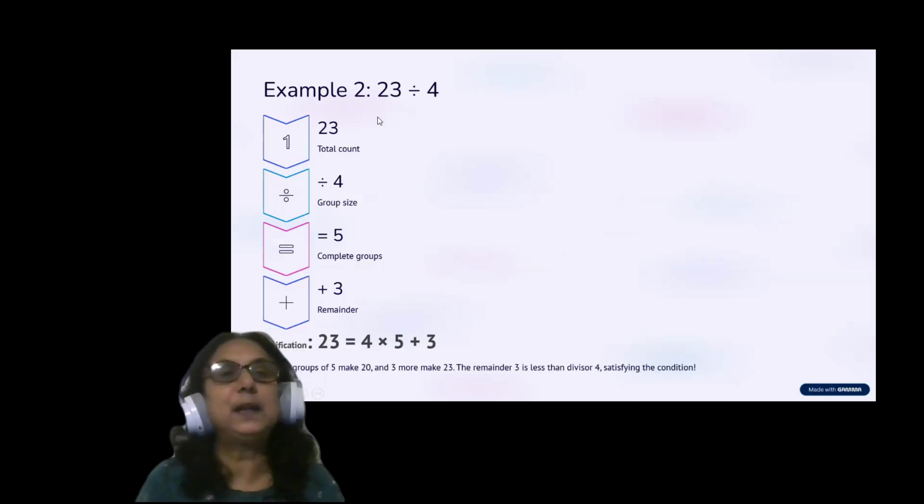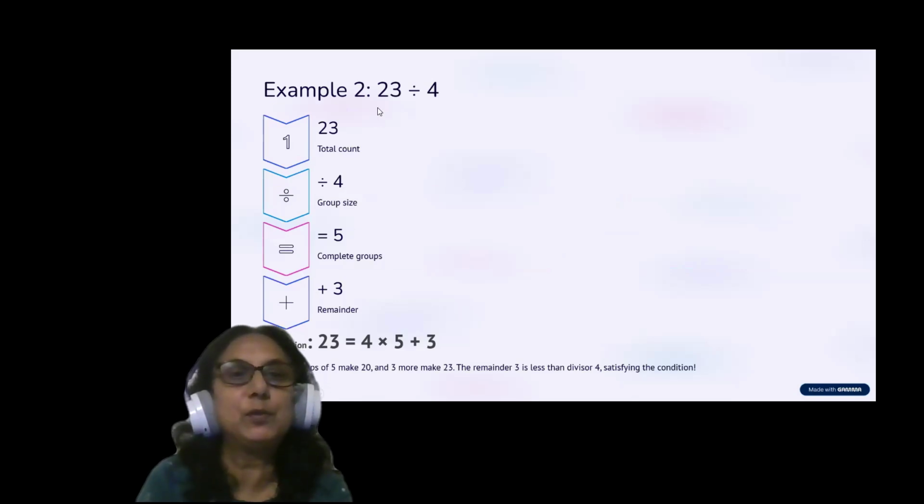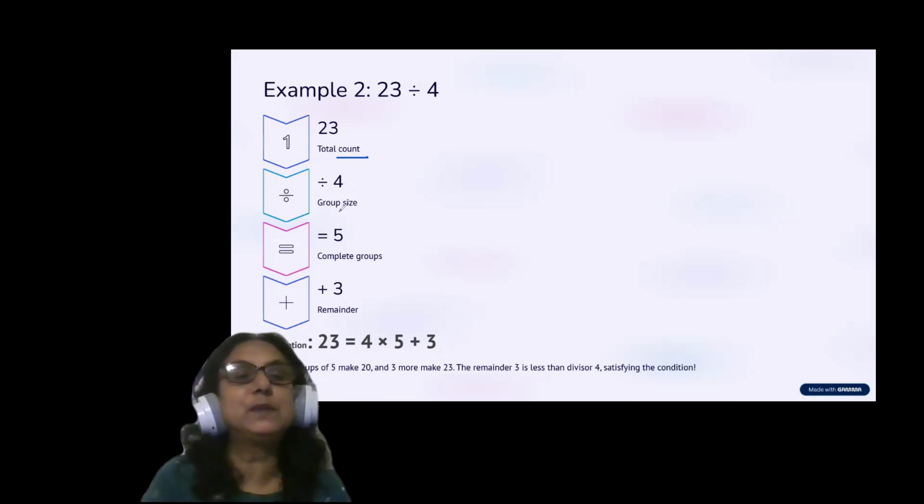Another example is 23 divided by 4. 23 is the total count and the group size is 4. How many complete groups can we make from it? That is 5, and the remainder left over is 3. So according to Euclid's division lemma, 23 equals 4 times 5 plus 3.